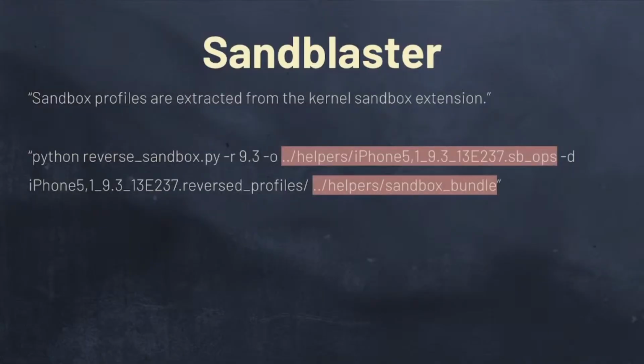Reading through the README, we can see Sandblaster takes 3 arguments. One of them is the output folder, so we are actually only missing 2. These 2 are the Sandbox operations and the Sandbox bundle. The Sandbox bundle, which is the actual profiles data, is located in the kernel Sandbox extension in binary format. It's referenced by a function called hook policy init, which is the function that initializes the Sandbox profiles at runtime.